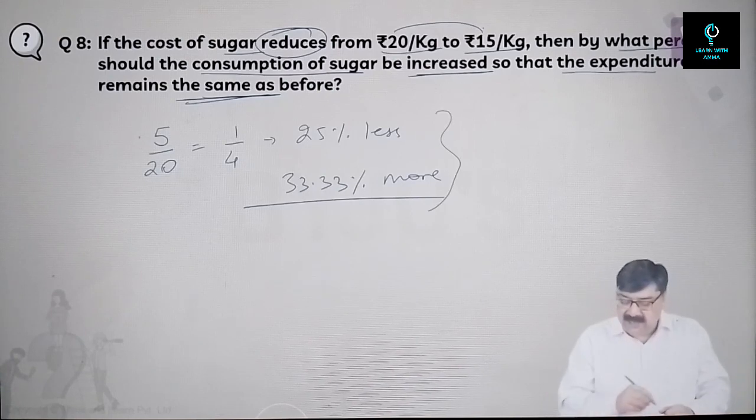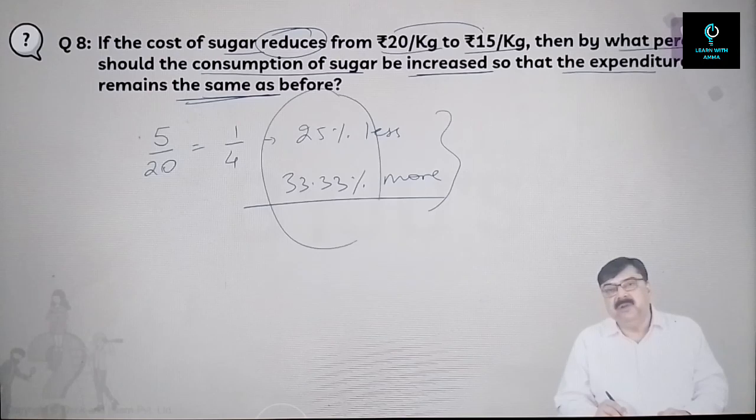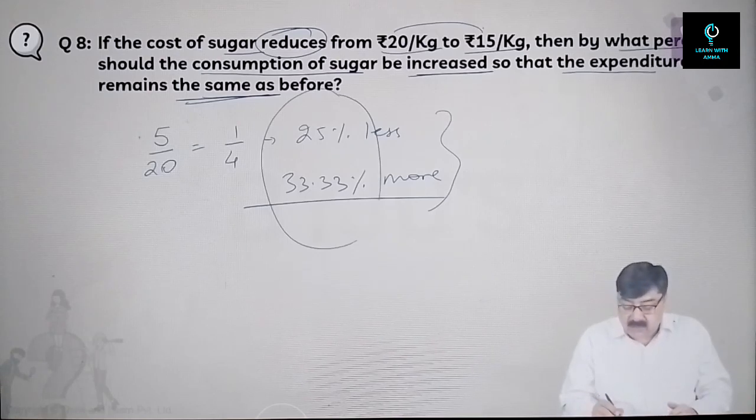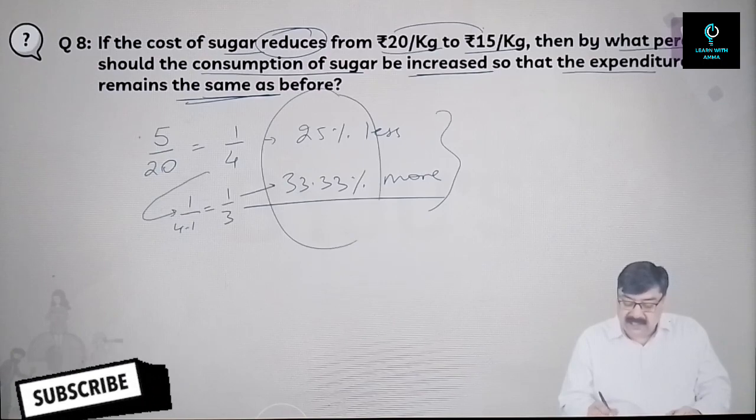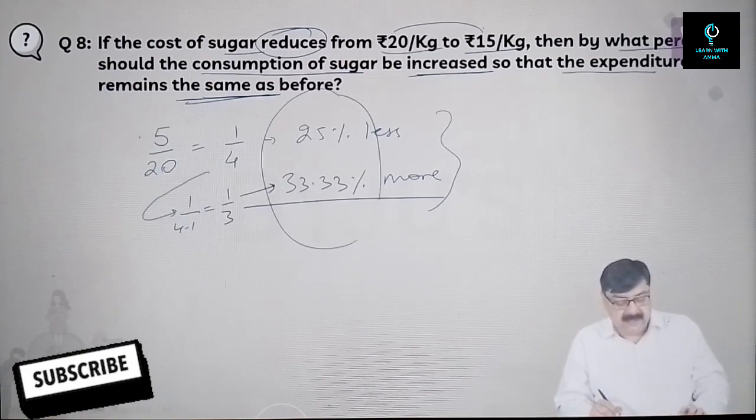So just simply by memorizing these pairs, as I had told you before, you would be able to solve such questions very fast. Or else, if you really wanted to work it out, then 1 by 4 is a fraction for which now you want to increase its value. So how do you increase its value? By decreasing the denominator. And how do you decrease the denominator? We subtract the numerator from the denominator. So this gives us 1 by 3, which is 33.33%.